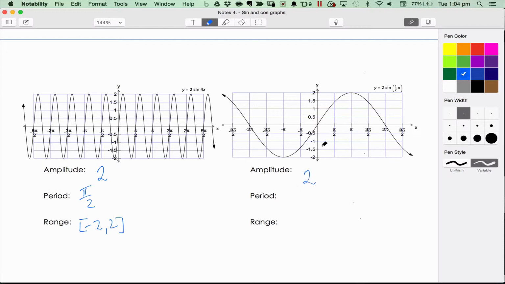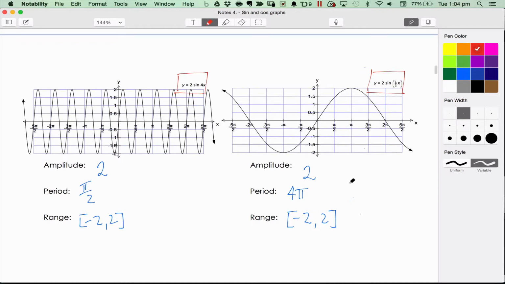Amplitude here is 2. Period is a bit harder to work out. You need to keep this graph going, or you could work out that from here to here would be a whole cycle. However you work it out, you should get 4 pi for the period, and the range is -2 to 2. Let's highlight those equations. If you're looking at the equations, you might start to get a feel for what the different numbers in the different places do to the graph.